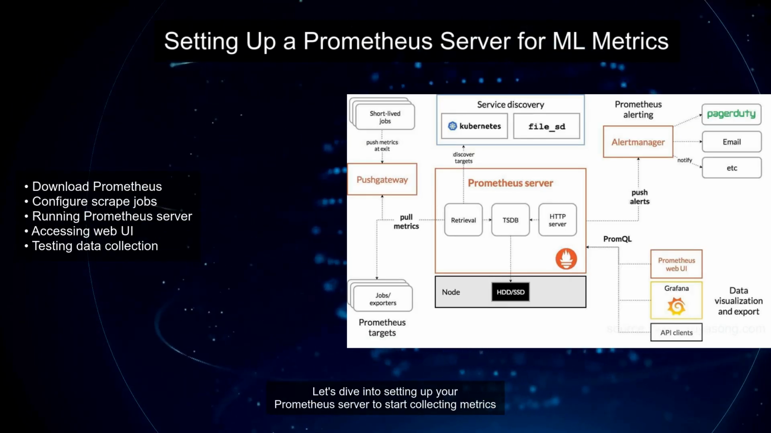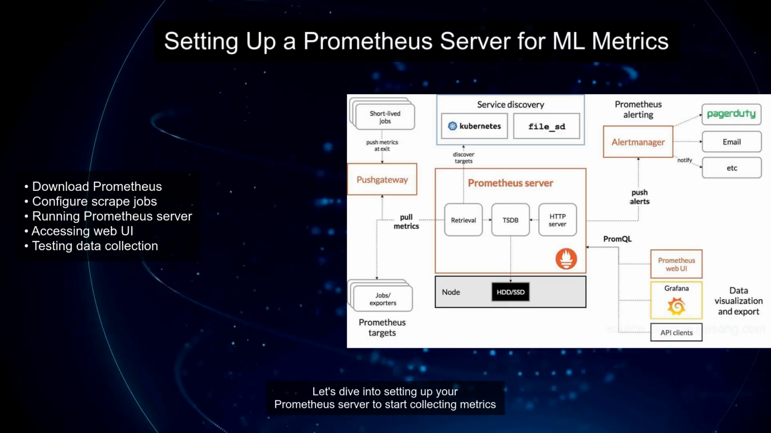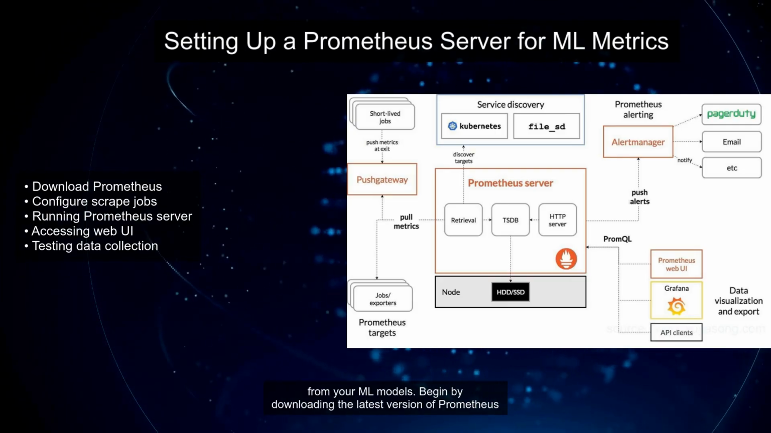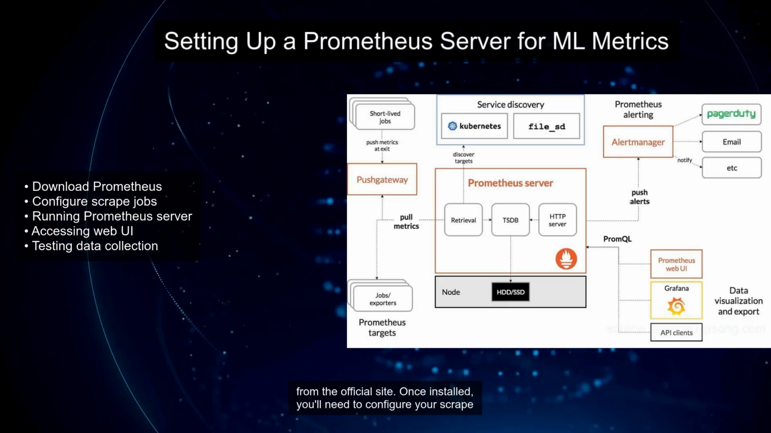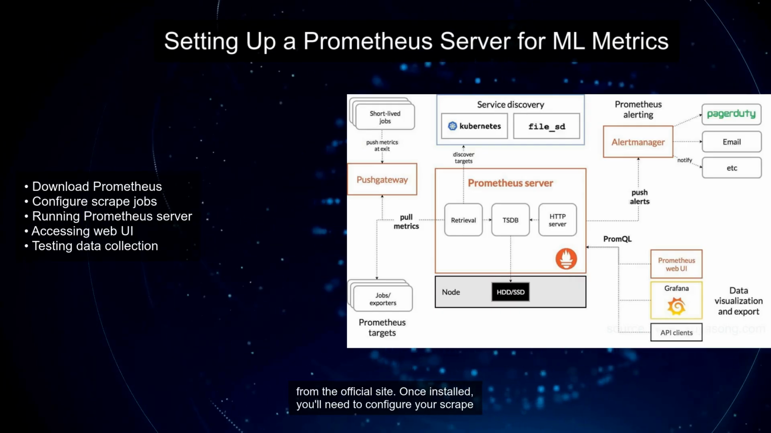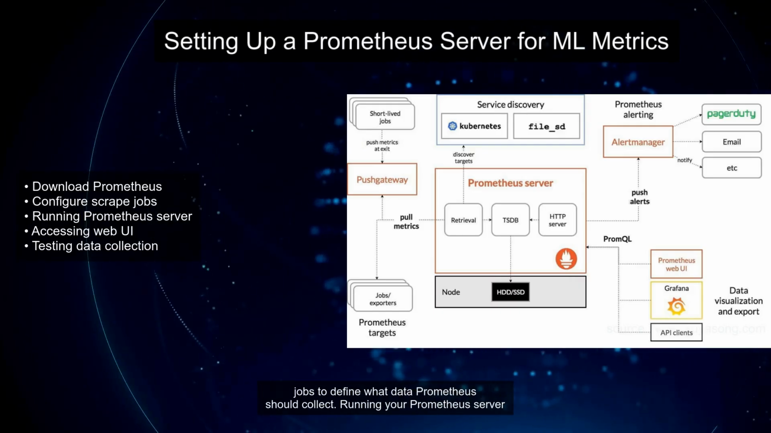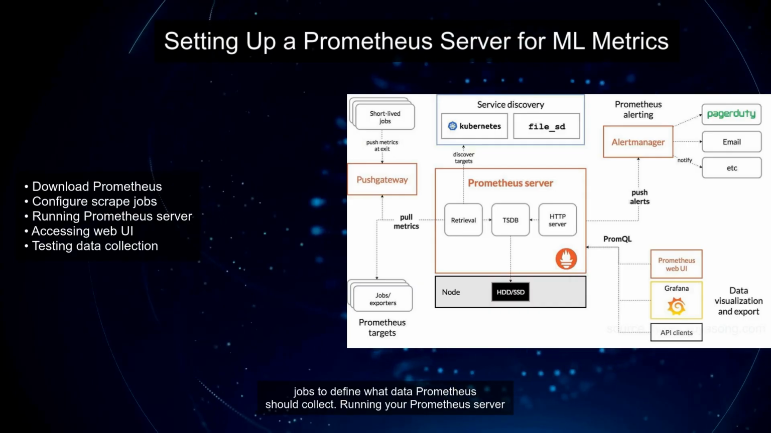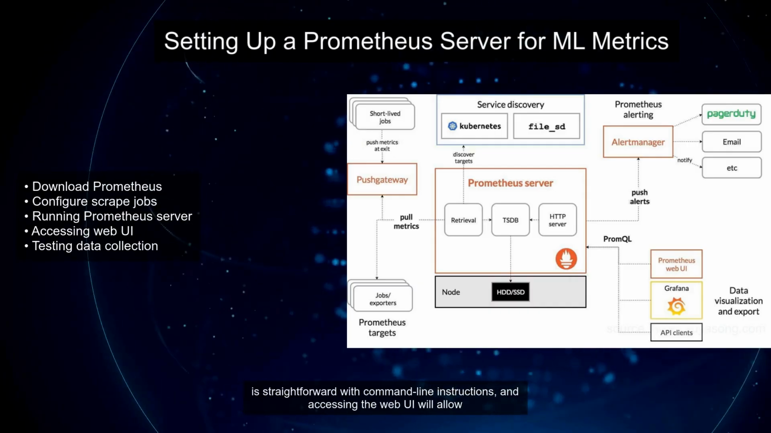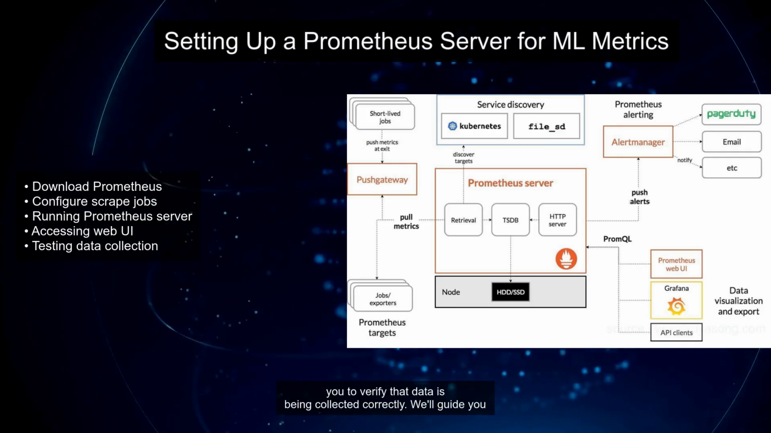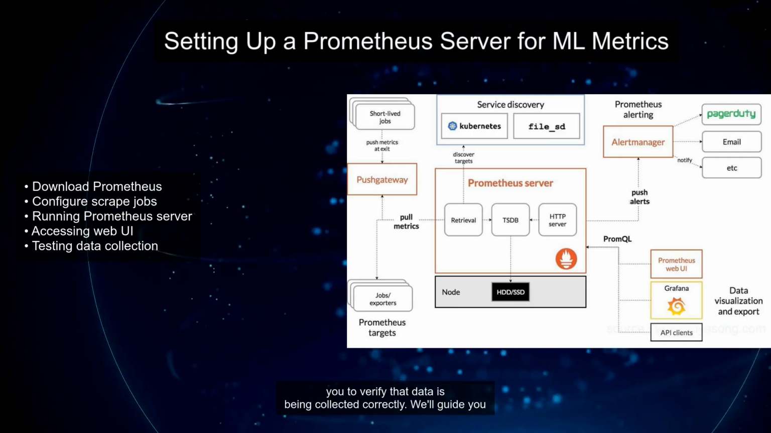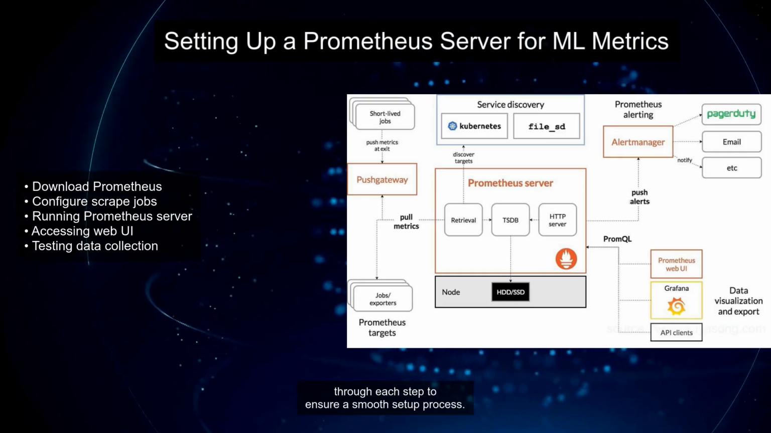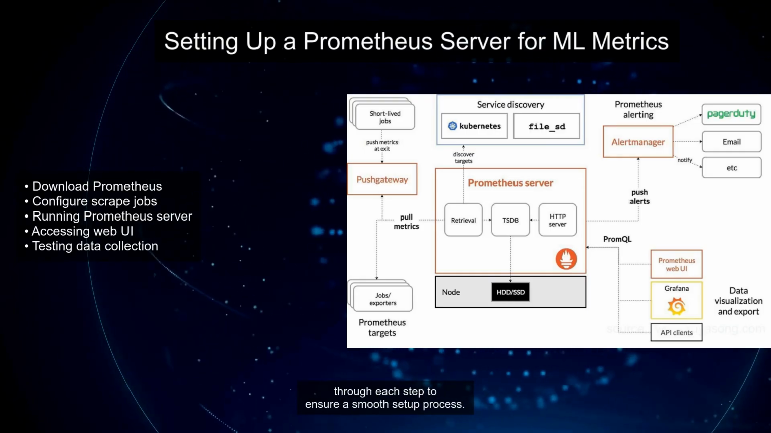Let's dive into setting up your Prometheus server to start collecting metrics from your ML models. Begin by downloading the latest version of Prometheus from the official site. Once installed, you'll need to configure your scrape jobs to define what data Prometheus should collect. Running your Prometheus server is straightforward with command line instructions, and accessing the web UI will allow you to verify that data is being collected correctly. We'll guide you through each step to ensure a smooth setup process.